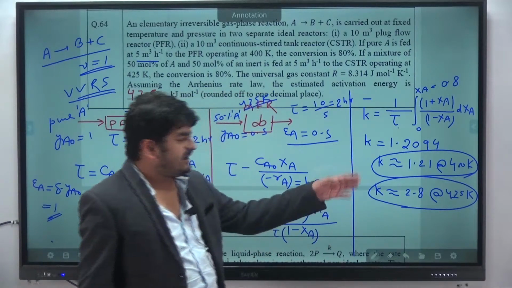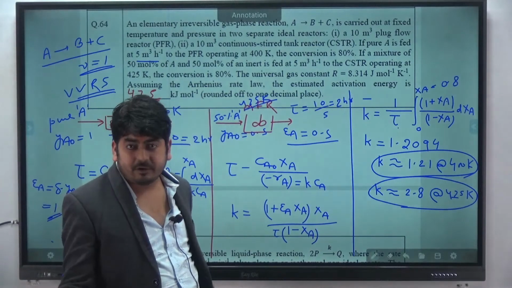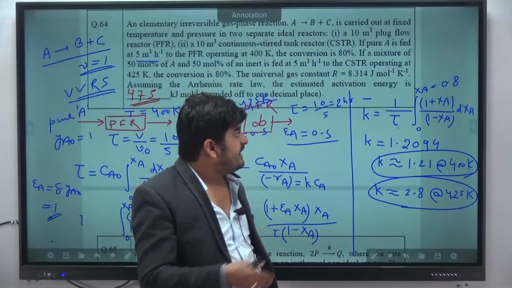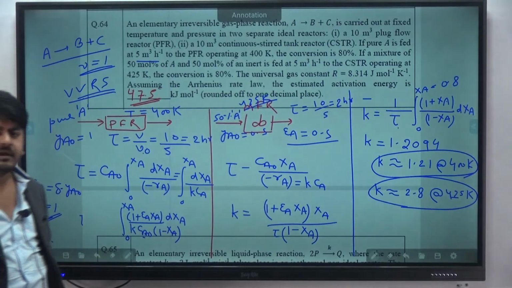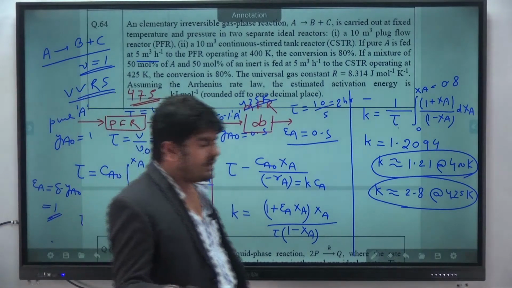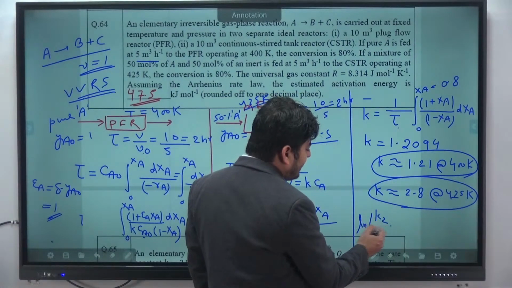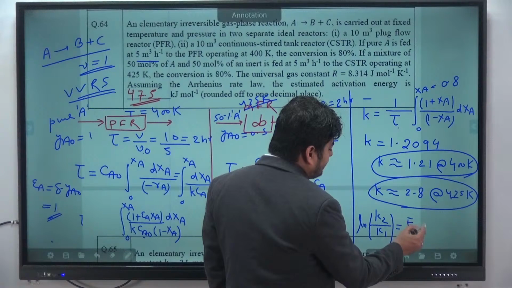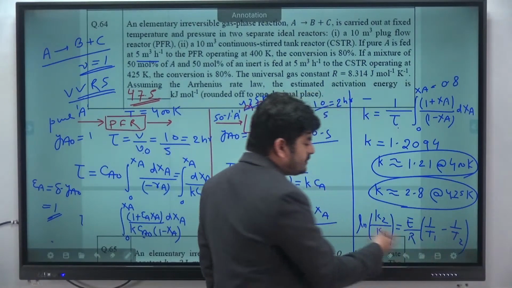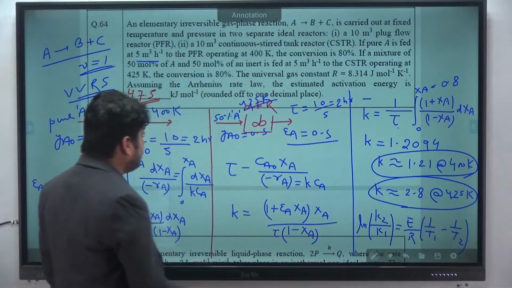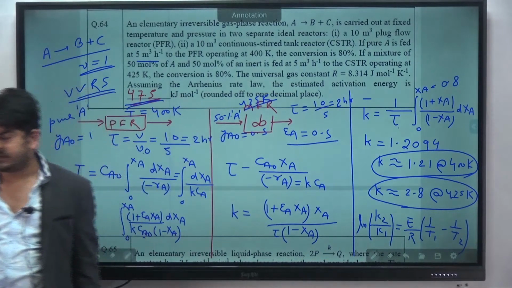Now when you have K at T1 and K at T2, you can use the Arrhenius theory, because whenever we have to talk about the activation energy, rate constants and temperature, if nothing has been mentioned, by default we will go with the Arrhenius theory. And here when you use the Arrhenius theory, that is ln of K2 by K1 equal to E by R (1 over T1 minus 1 over T2). So on putting the values and rearranging the equation, you will get 47.5 kilojoule per mole, your answer.